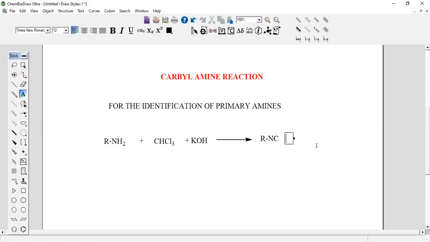And it is identified with its characteristic odor.